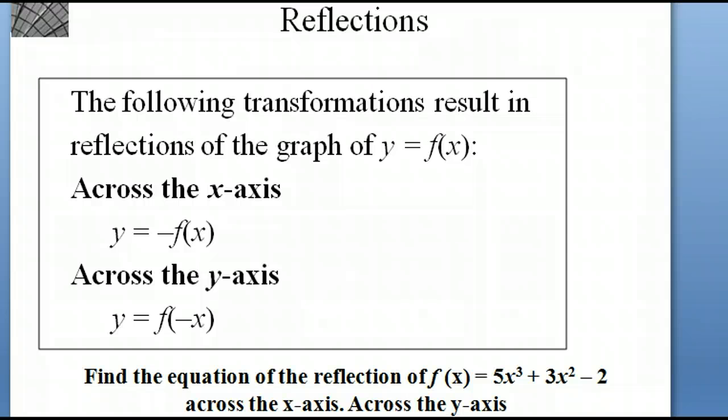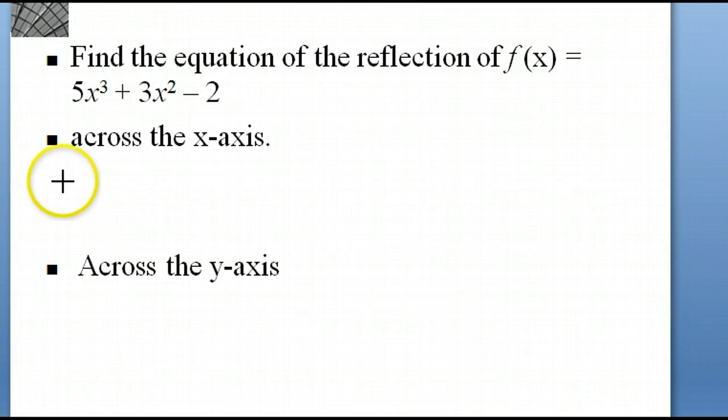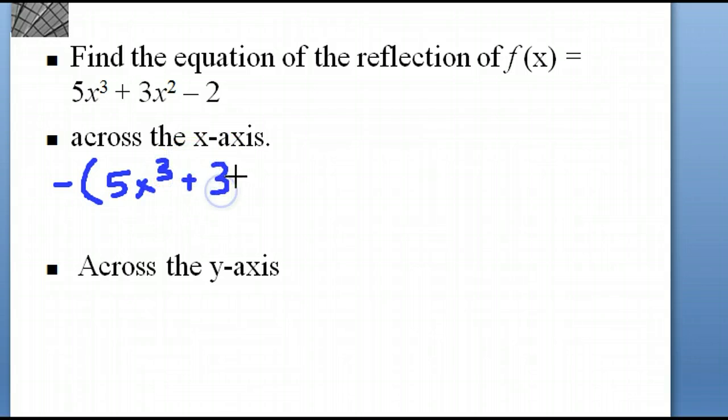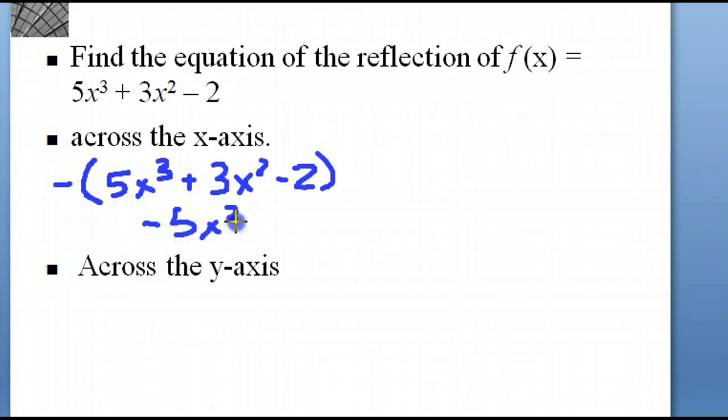So across the x-axis, we're going to take the negative of the function. So that would be the negative of the entire function, 5x cubed plus 3x squared minus 2, which gives us negative 5x cubed minus 3x squared plus 2.